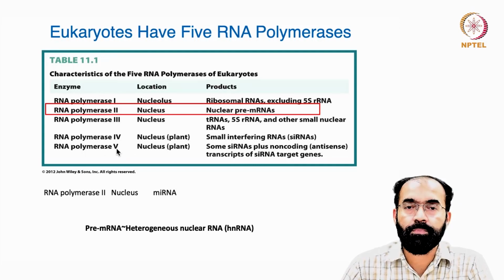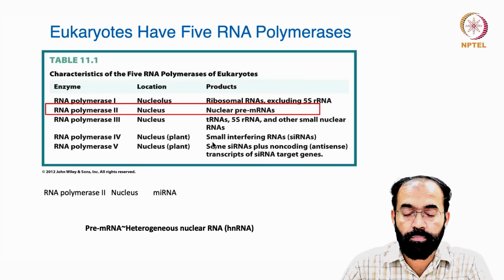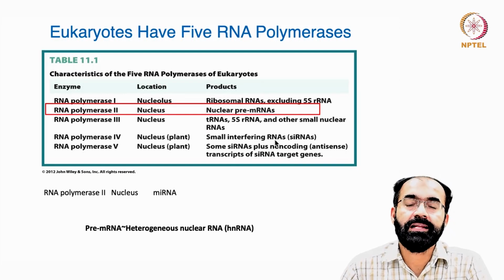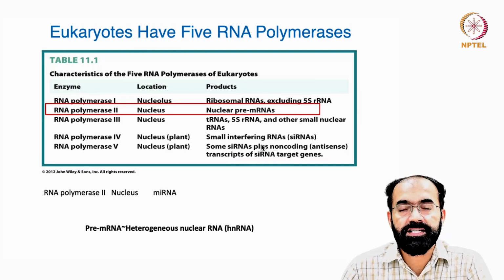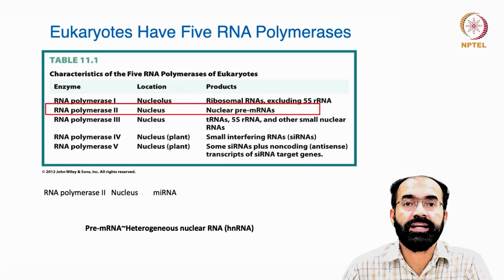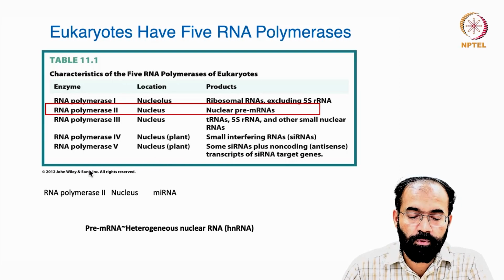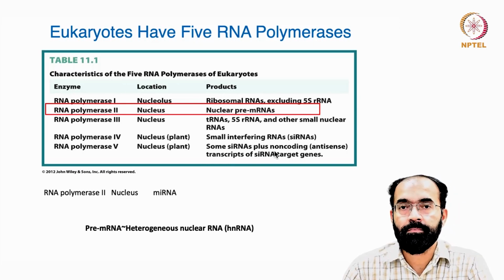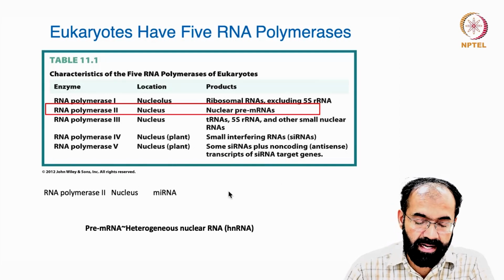Whereas polymerase 4 and polymerase 5 are a feature in plants, and they produce siRNA. They are mainly meant for silencing some of the mRNA transcripts. In plants, gene regulation through RNA mediated gene silencing is quite high. That allows protection from invading pathogenic bacteria and viruses. So polymerase 5 also produces siRNAs and some non-coding RNAs which can help in silencing of the target genes.